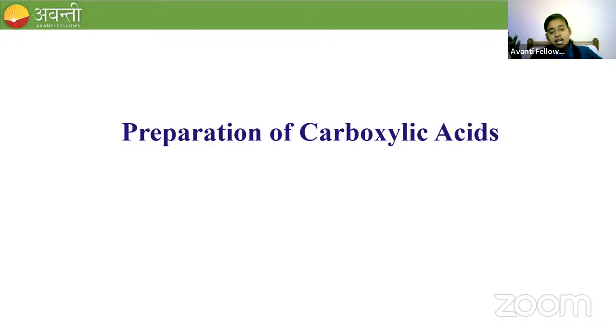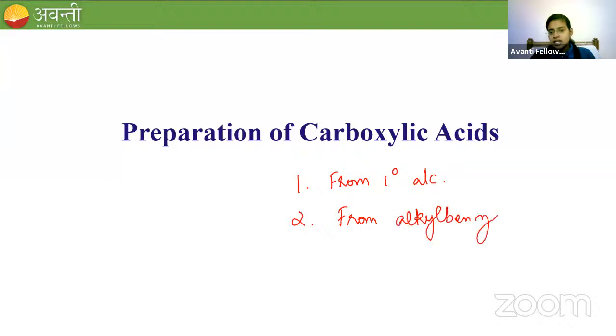As I have said, we have 5 preparations of carboxylic acid, and out of 5, we have already completed 2, right? Do you guys remember those 2 preparations? The first preparation is from primary alcohol. We have used oxidizing agents to prepare the carboxylic acid from primary alcohol. Then secondly, we have prepared from alkyl benzenes.